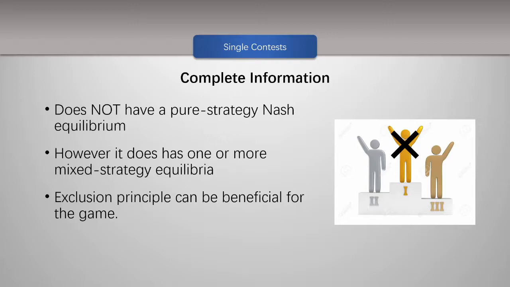Another property is the so-called exclusion principle, which refers to the exclusion of some players in order to increase the expected total effort. In some instances, it can actually be beneficial to exclude the highest skilled player, as this can result in more intense competition.